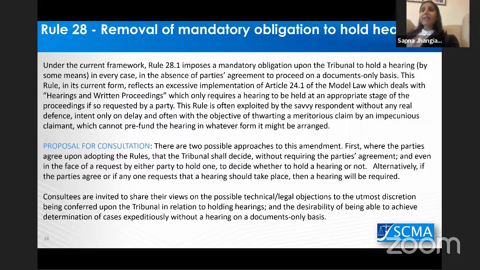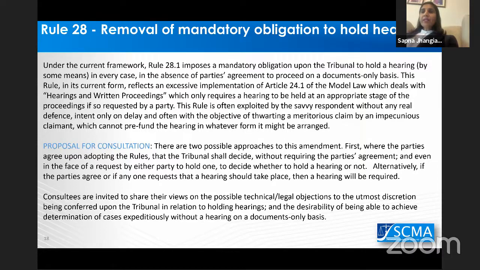So the first I shall look at is Rule 28, which relates to the possible removal of what we currently have in the rules, which is the mandatory obligation to hold hearings unless the parties have agreed to proceed on a documents-only basis. Now, there are two possible approaches which consultees are being asked to give their views on. The first is that where the parties agree on adopting the rules, the tribunal shall decide without any necessity for the parties to agree, and even if one of the parties requests an oral hearing, it's the tribunal that shall have the entire discretion to decide whether or not a hearing should be held.